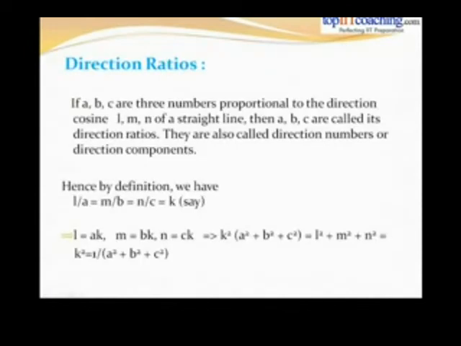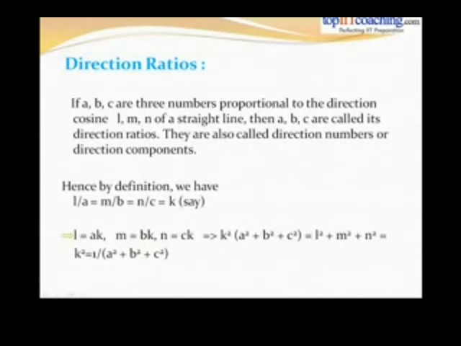Now the next is direction ratios. Just now we have studied direction cosines. Now let's try to understand what are direction ratios. If we say that a, b, c are three numbers that are proportional to the direction cosines l, m, n of a straight line, then a, b, c are called its direction ratios. They are also called direction numbers or direction components.